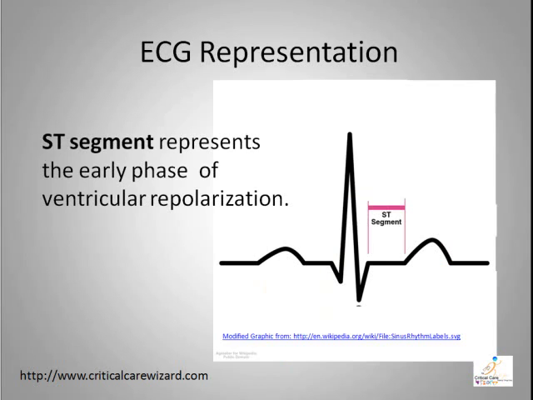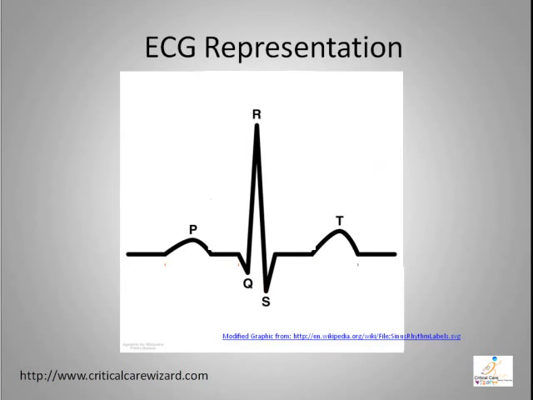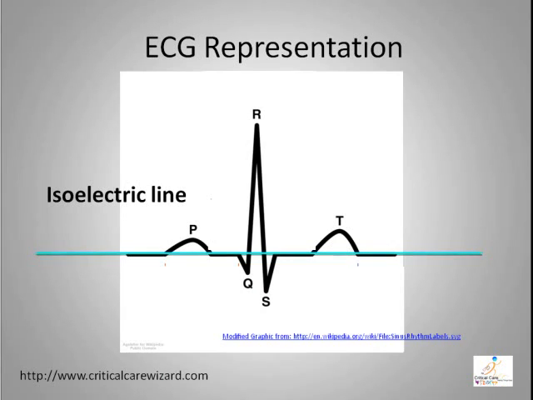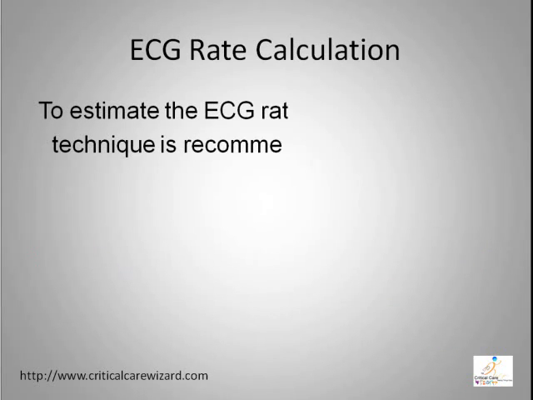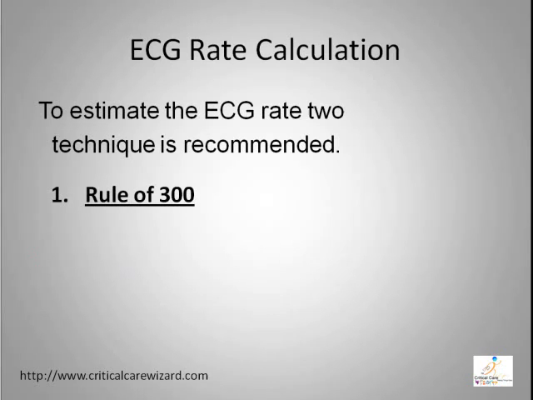ST segment represents the early phase of ventricular repolarization. This is the actual period when the heart muscles contract. Isoelectric line represents the state of the ECG polarity to be neither negative nor positive. Two simple techniques to estimate the ECG rate are recommended: the rule of 300 for fast heart rate and the 6-second rule for a slow heart rate.